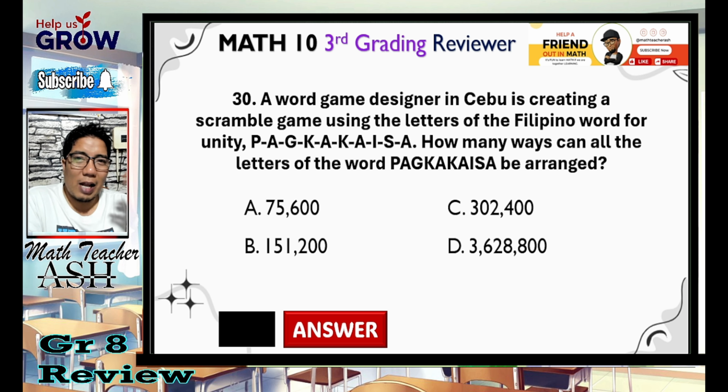So, if you simplify, that would be 10 factorial, that is 3,628,800, divided by 4 factorial, which is, I think, 24, times 2 factorial, that is times 2, that is 48. So, that million divided by 48, the answer would be, I think, letter A, 75,600. Let's check whether we are correct.